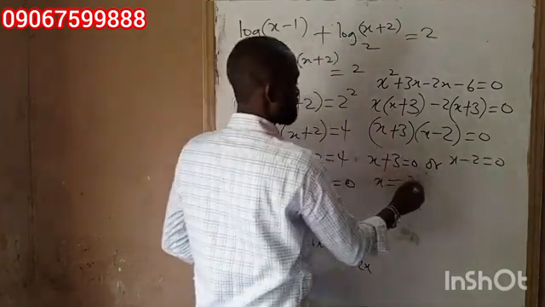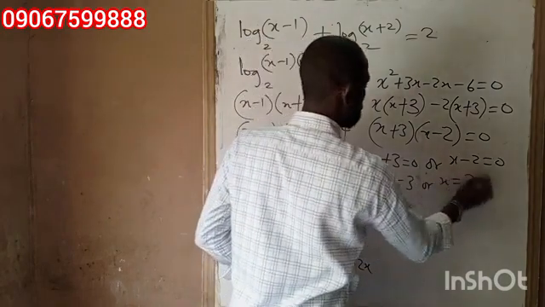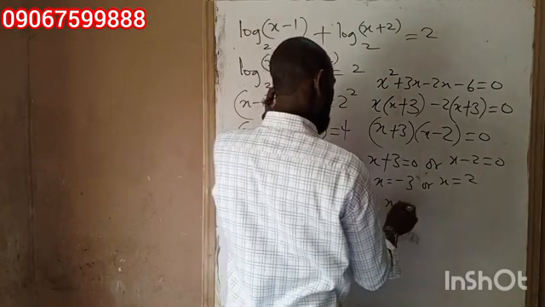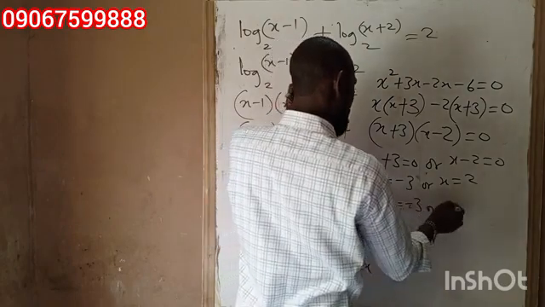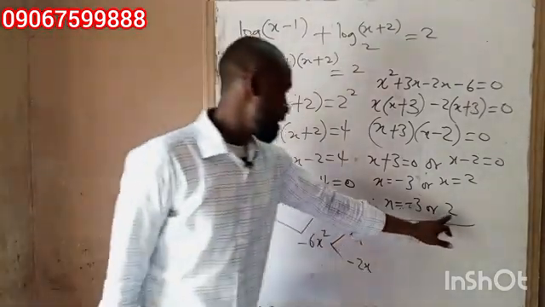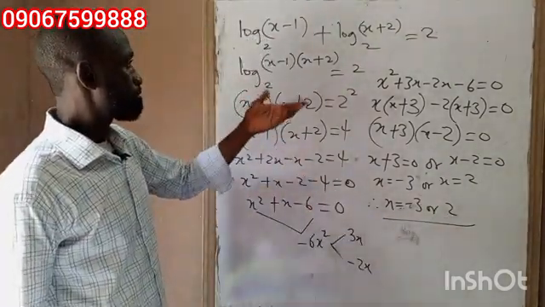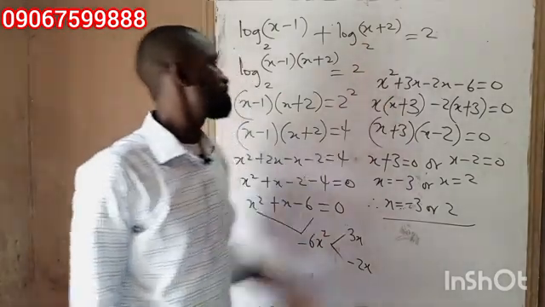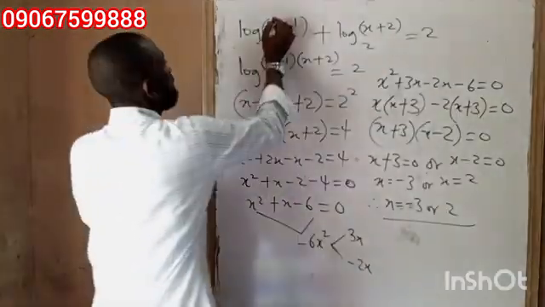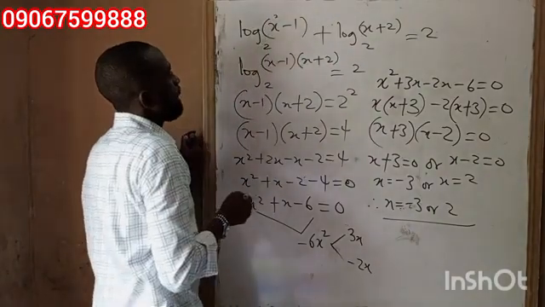So our x equals minus 3, or x equals 2. So can I write, therefore, x is minus 3, or x is 2. Okay, so it means when we put 2 here, we must have 2 as our answer. Let's try it out. Let's check.